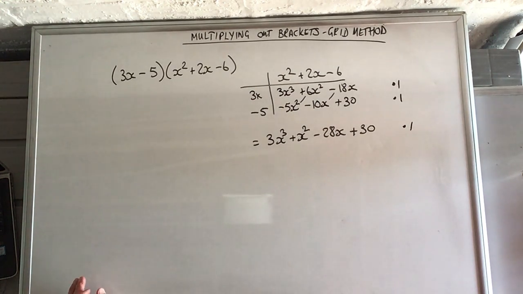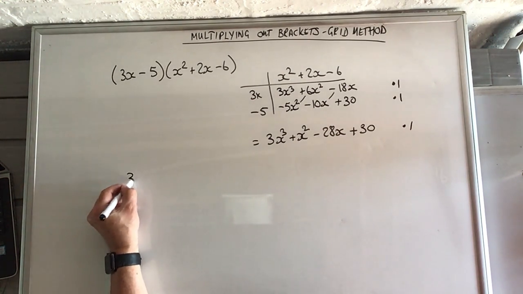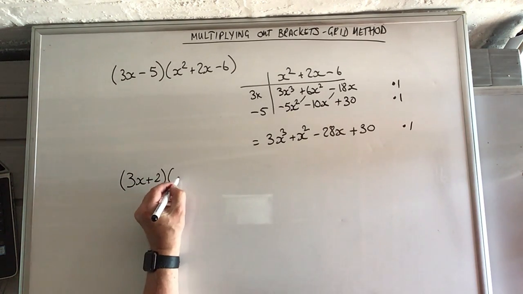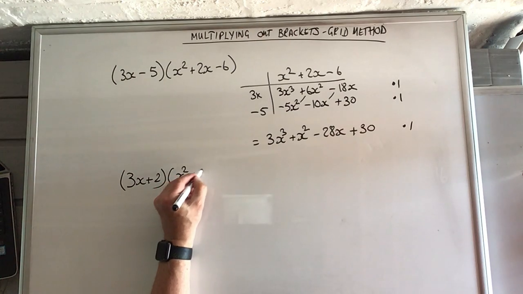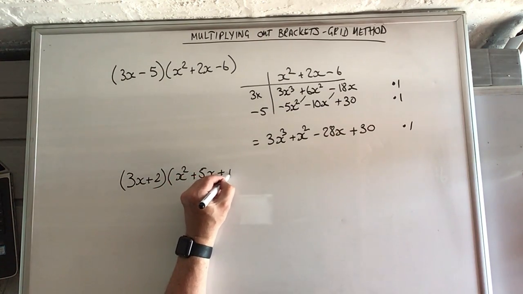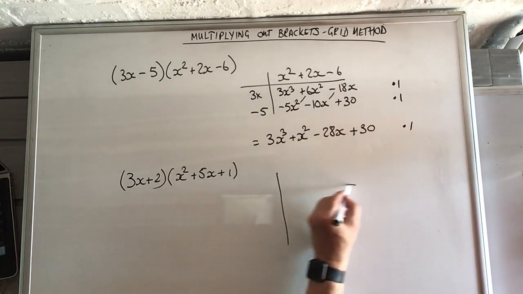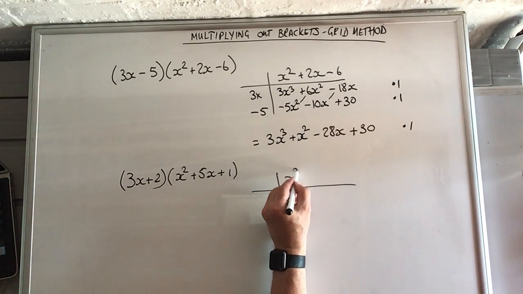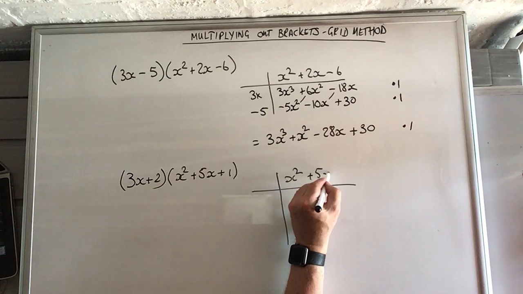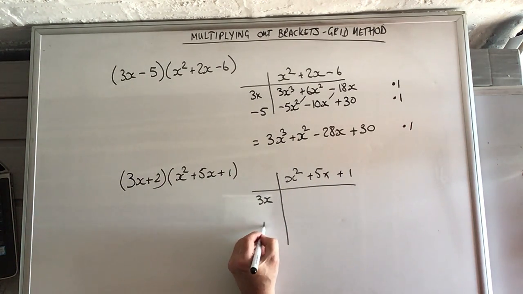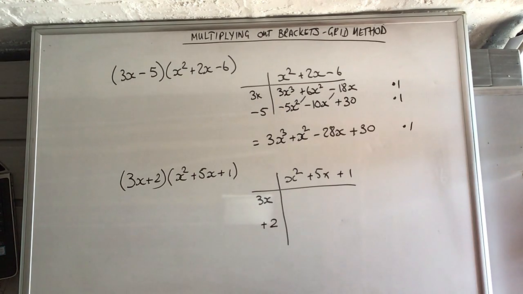Right, one more. Let's look at this one. 3x squared plus 2, x squared plus 5x plus 1. Grid, x squared plus 5x plus 1, 3x plus 2. Now you might want to pause the video and have a wee go yourself and then play the video again. It's up to yourself.